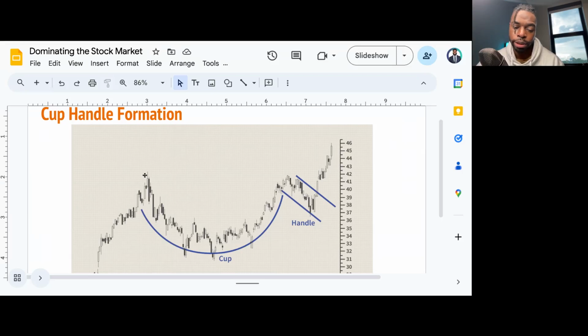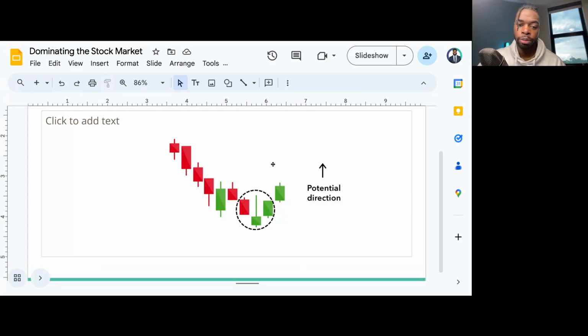A cup and handle is exactly what it sounds like. It's a cup and then a handle. The handle is typically no more than 50% the depth of the cup. So it won't come all the way down. If it comes all the way down, it's not a cup and handle. Basically you get a cup, you get this pull down to about 50% of the depth of the cup, and then you get a breakout and a move up. That move up, from the bottom of the handle, is typically the length of the depth of the cup. All right, let's keep it moving because there's a lot of patterns.